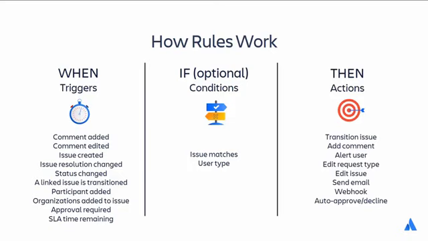So the final portion is then, which denotes the action. What happens when the rule is triggered and the condition is met? The rule can transition an issue, add comments, alert users, edit the request type, edit the issue, send email or webhook, or auto-approve or decline requests.